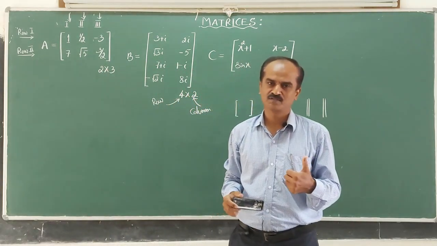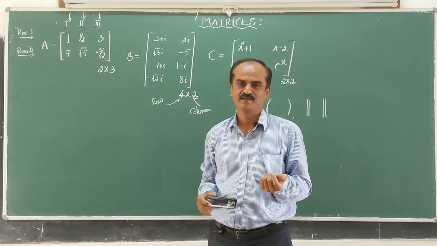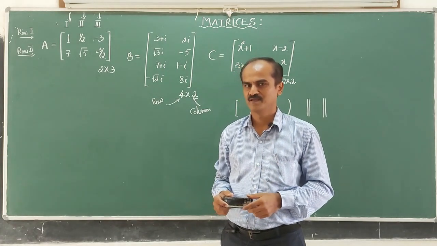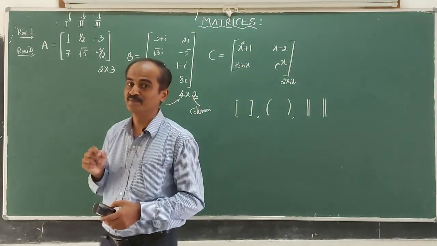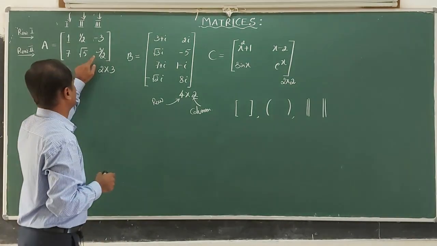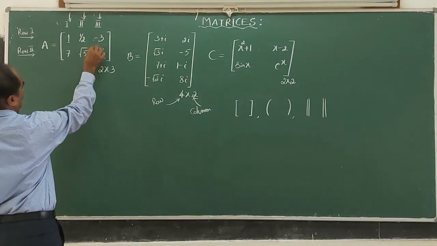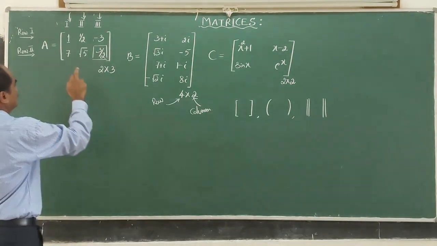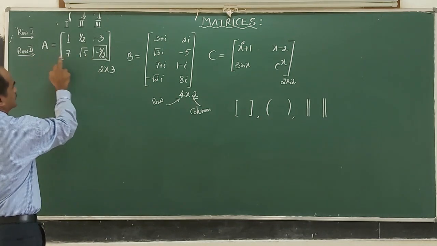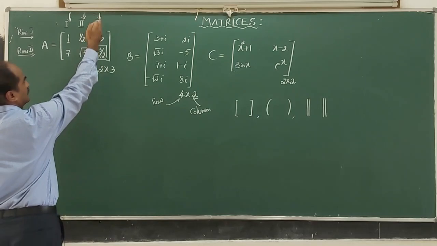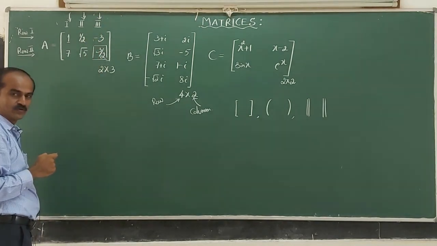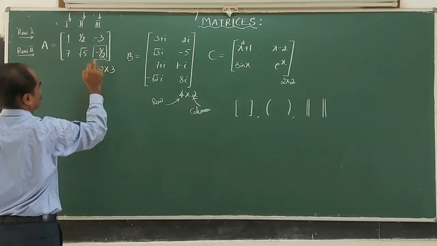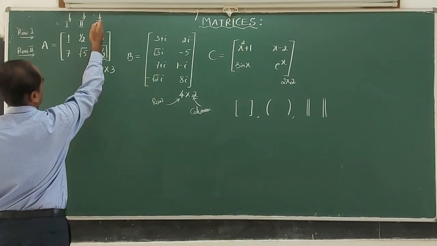And now let me tell you about the elements. Each element can be identified uniquely with its position. How can I identify the position of an element in the matrix? Now suppose I took this 3 by 2. I want to know the position of this element 3 by 2. It is very clear. This element is present in which row? Second row. In which column is it present? Second row, third column. This 3 by 2 is present in the second row, third column.